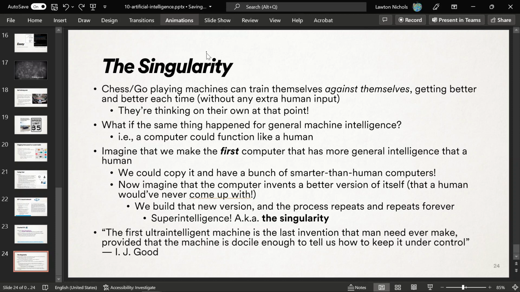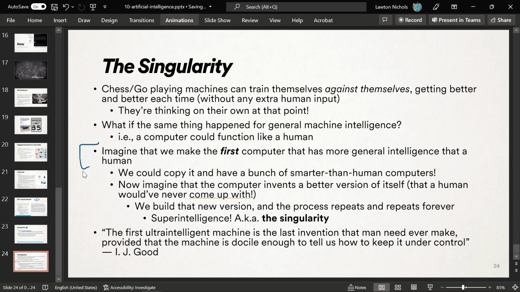So the question about the singularity is, what if that same idea took place for just general intelligence, like this GPT-3 stuff? What if a computer could get so good that it could function like a human, and then it could talk to itself? Does that make sense? Then it could start talking to itself, researching, like with its little virtual collaborator, and coming up with new ideas that humans could never think of. So what if we made a computer, the first computer, that was smarter than a human? That's all we have to do, right?